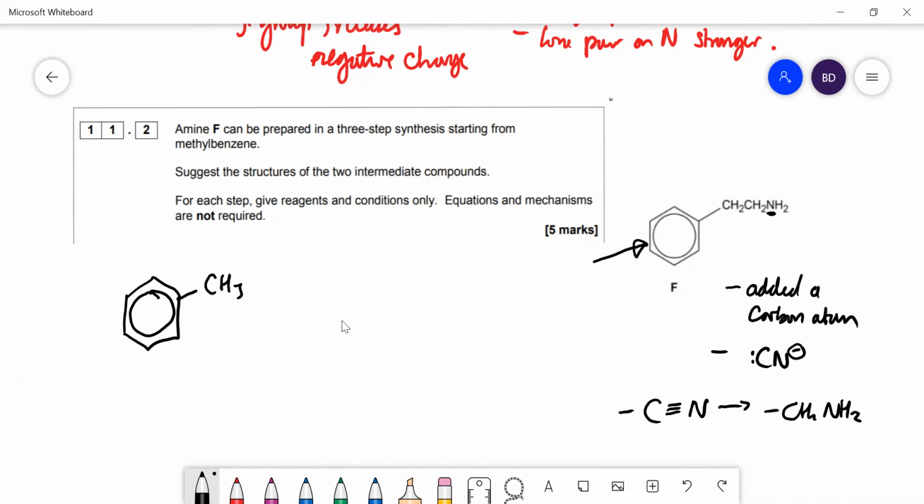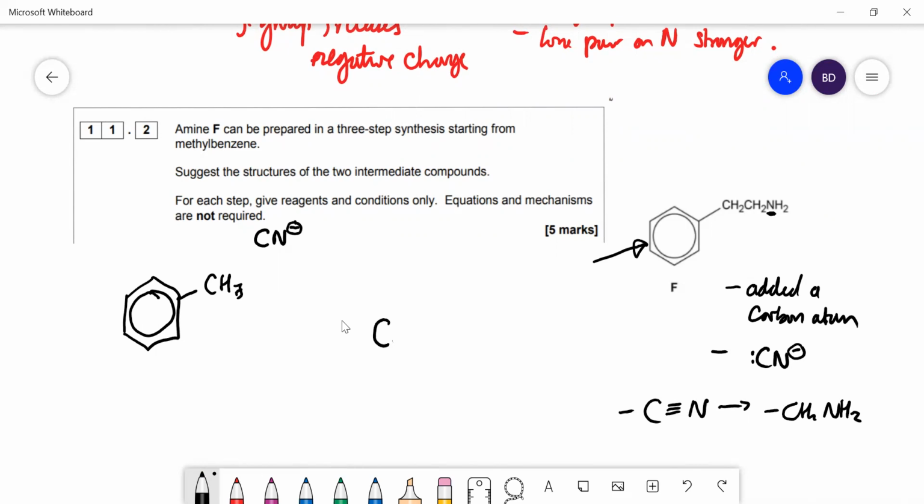So the thing is then, we just got to think, how on earth can we make a cyanide react with methyl benzene? Well, it won't react with benzene, it won't react with that. What kind of things do cyanides react with? Well, they react with aldehydes and ketones. We don't want to get involved with that. There's no oxygen in either of those molecules. They will also react with haloalkanes.